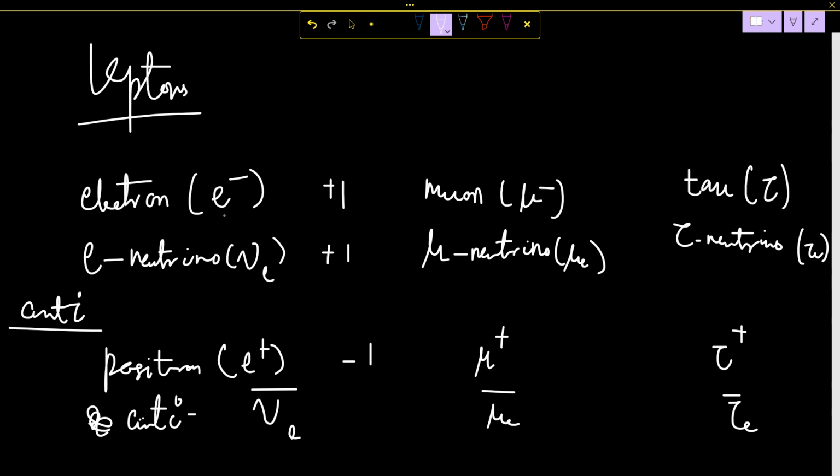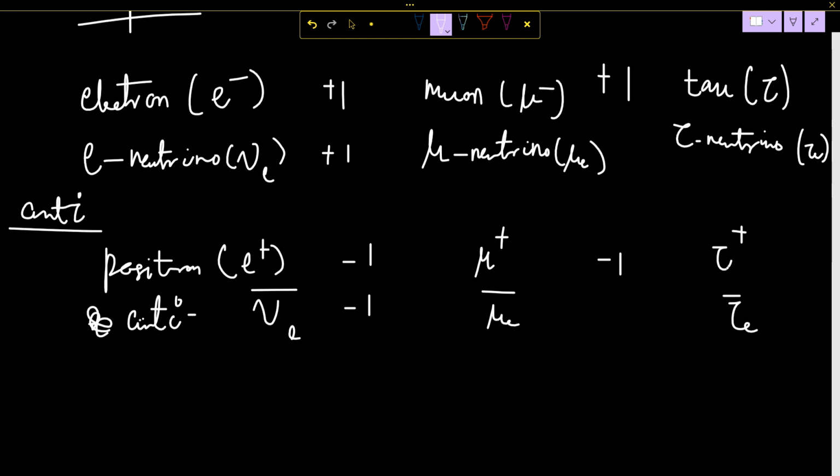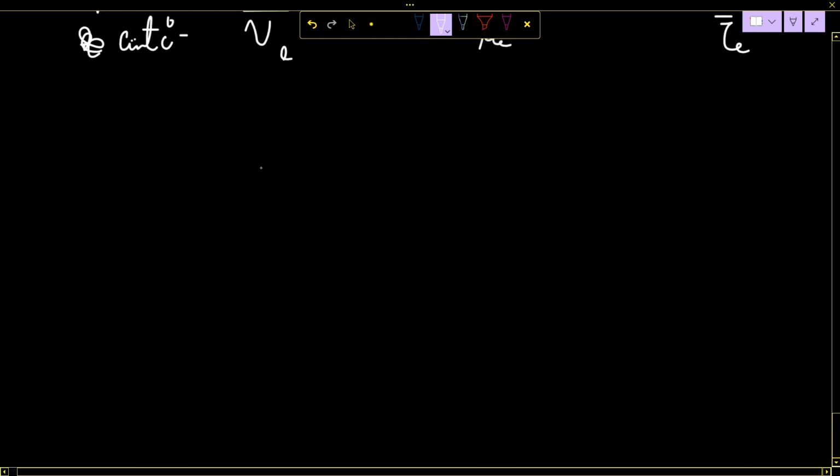Why? Because the electron is the original lepton, so its antiparticle, the positron, has the opposite lepton number, minus 1. The same goes here: the muon has lepton number plus 1, but the anti-muon has lepton number minus 1. Exactly the same goes for tau and tau neutrino. All right, then next are your quarks.